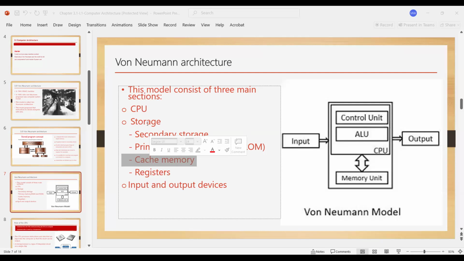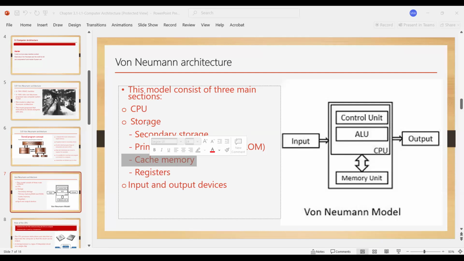Registers are used for the execution, right? Registers are like some stages, like I have 5 to 6 stages or 5 to 6 registers that are used to execute your instructions one at a time. Then the last part is the input and output device, which is also very important.